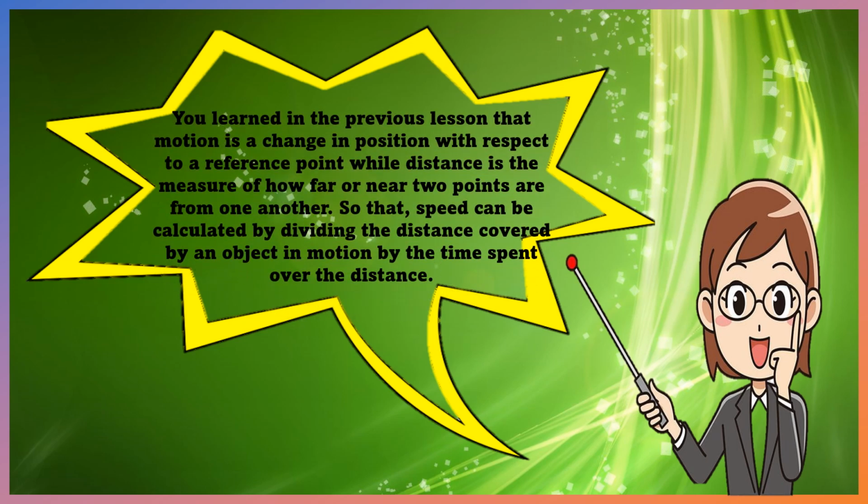You learned in the previous lesson that motion is a change in position with respect to a reference point, while distance is the measure of how far or near two points are from each other. So, the speed can be calculated by dividing the distance covered by an object in motion by the time spent over the distance.